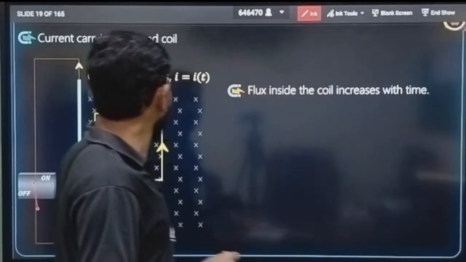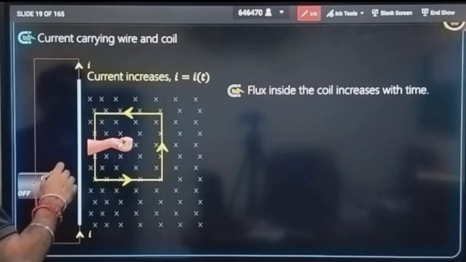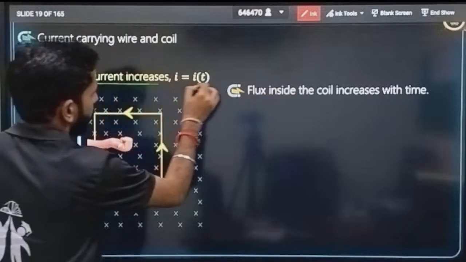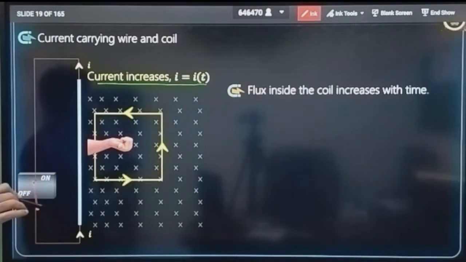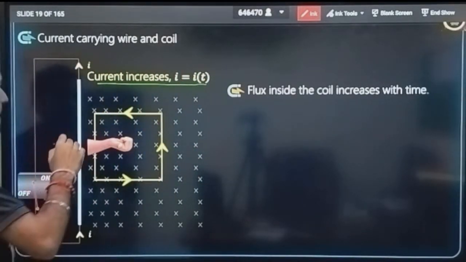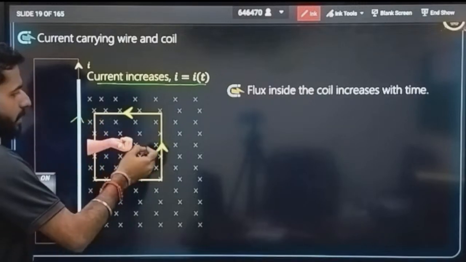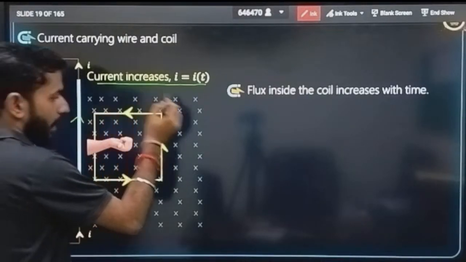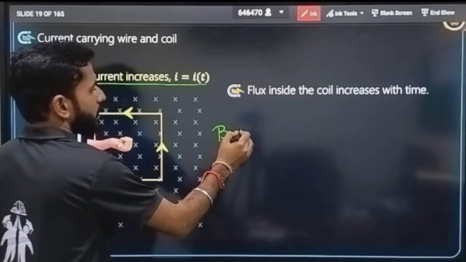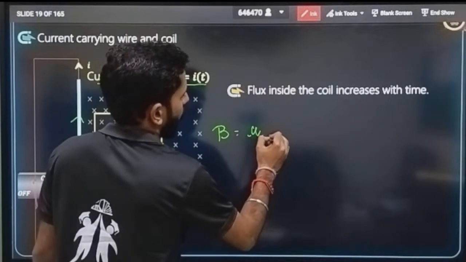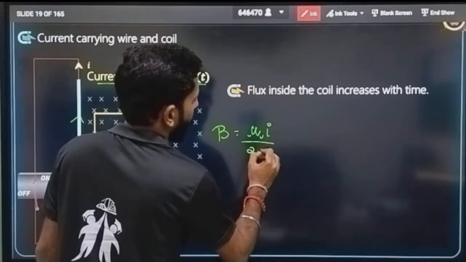Understand here what is given. See here, current is increasing. So what will be happening, sir? Due to current, what will be happening? Current in this wire is increasing. You remember the magnetic field that we experienced in the last chapter? The magnetic field is equal to mu naught I divided by 2 pi r.